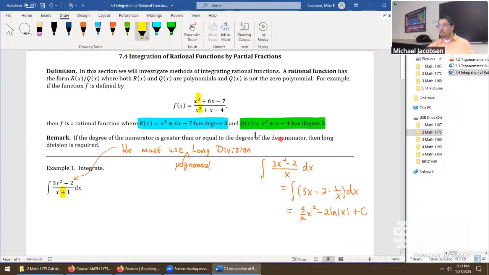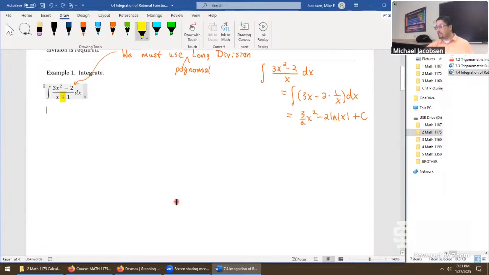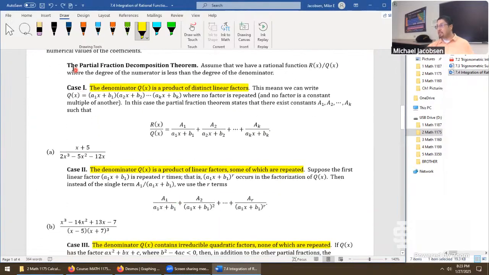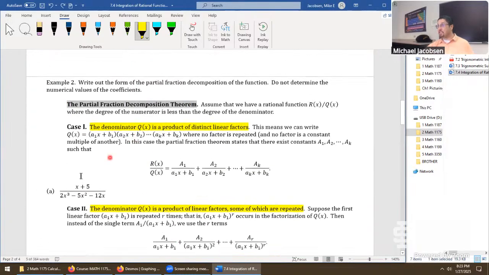So what do we do if this is reversed? Suppose this was not an x plus 1 in the denominator. Let's say it was x cubed. Long division's off the table. We can use something else to integrate this. So when it starts to look like that, where the numerator does not win, when it doesn't have greater degree, we're going to use the good old partial fraction decomposition theorem.